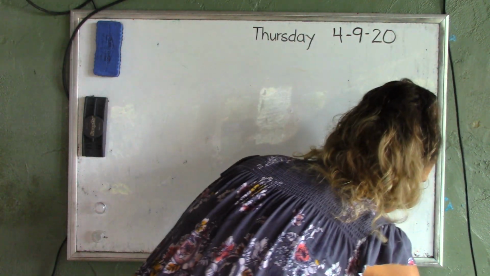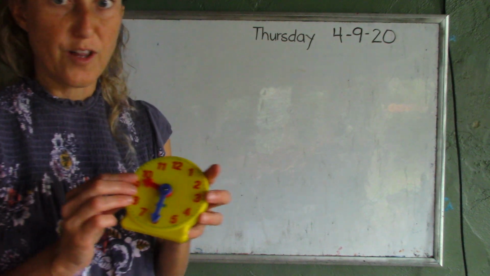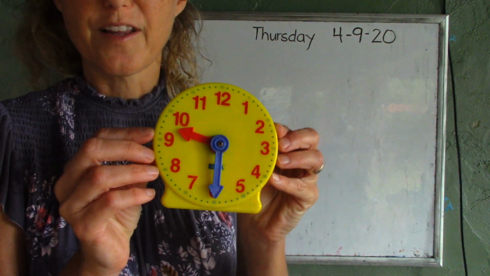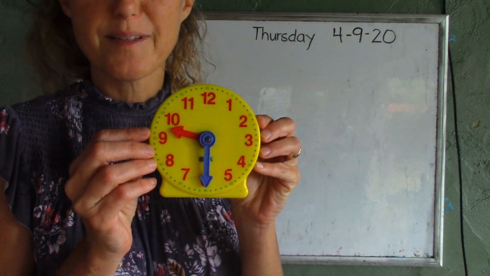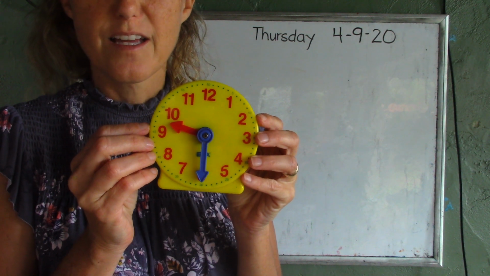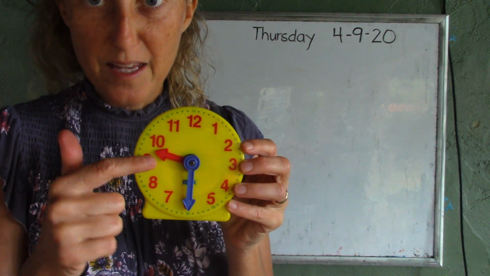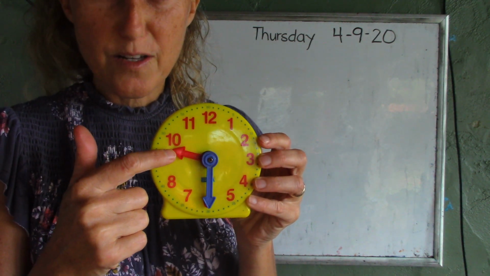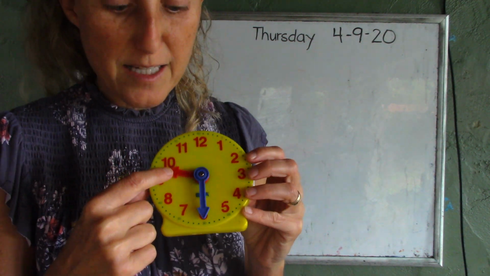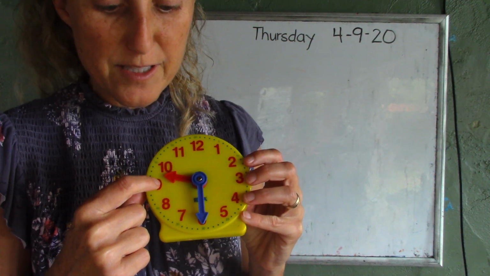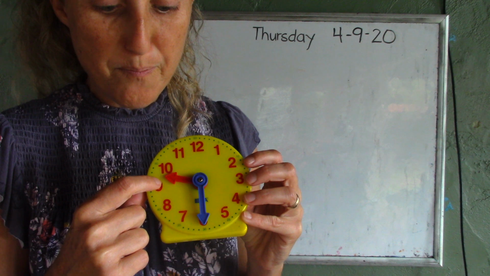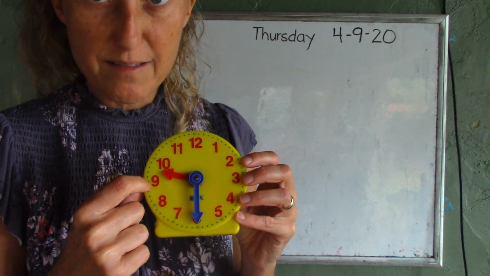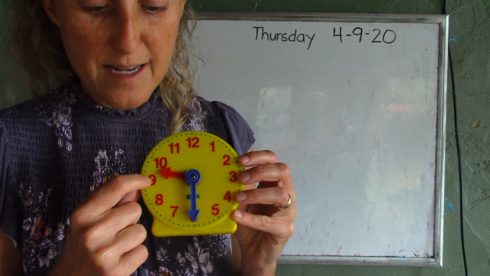All right, good job. So let's go to our clock. Let's look at our clock. You guys have been doing a great job with the clock. So if we see right here, we see that there is the little hand, the hour hand, and it's between the 9 and the 10. And if it's between the two numbers, we go back to the first number, right? So it's going to be 9.